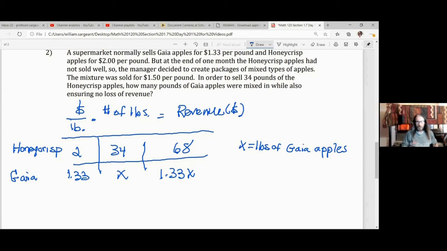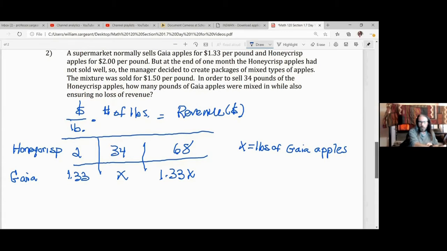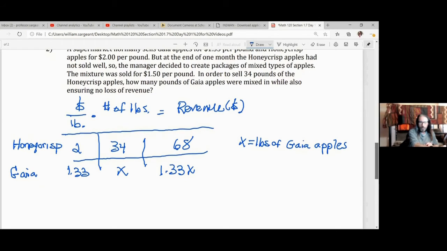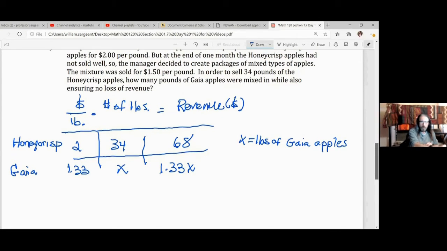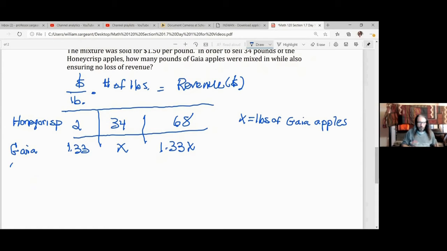Because the more expensive Honeycrisp apples were not selling well one month, the manager decided to put them into some packages and sell them together, hoping to move that item a little more quickly, and hoping that that will not result in any loss of revenue. So if we sell that total mix for $1.50 per pound, as you can still see showing just at the top there, $1.50 per pound right there for the mix.